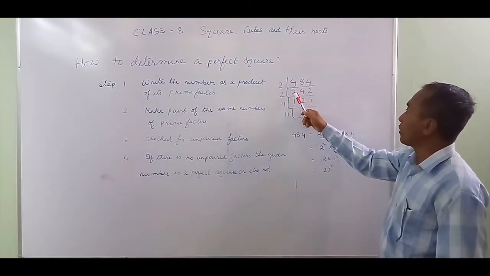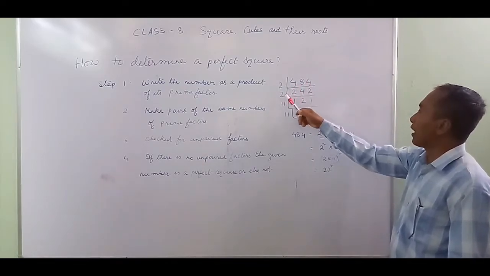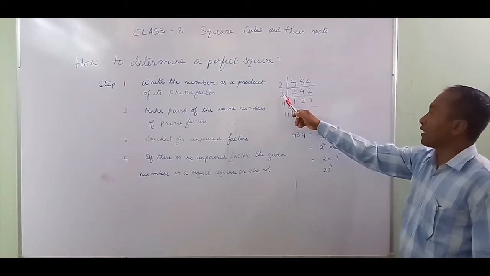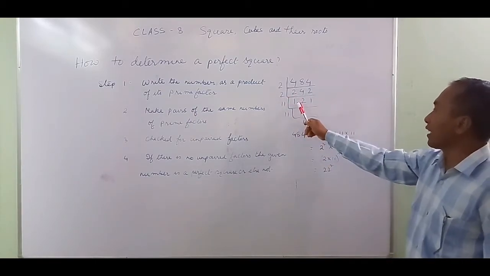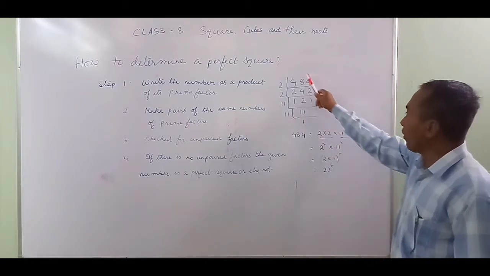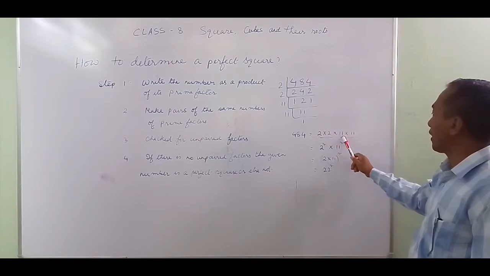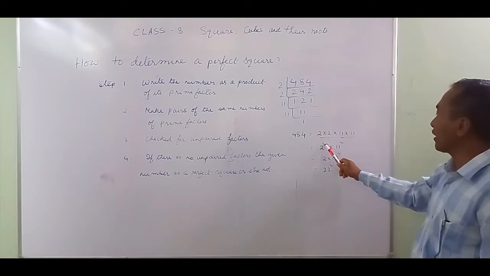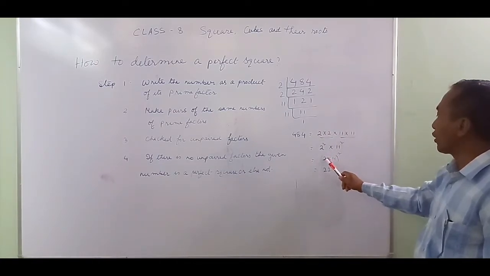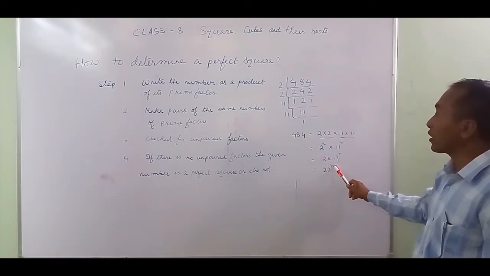So 2 into 2 is 4, 2 into 4 is 8, 2 into 2. Then again find the prime factors of 2 again. Then 121 comes out, then 11, we got it. Then all these prime factors we make as a pair, 2 into 2, 11 into 11. So here we got 2 square into 11 square, which is 2 into 11 whole square. So here it becomes 22 square.